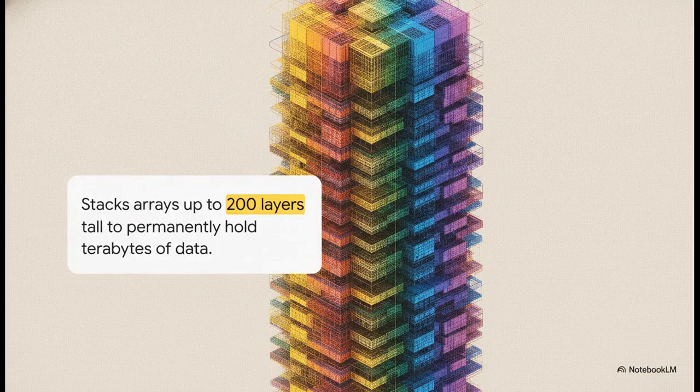Let's zoom in on the solid-state drive, or SSD. Inside, we find an architectural marvel called 3D NAND. Because it has to permanently store your data, it actually stacks memory arrays 100 to 200 layers tall. It literally builds microscopic skyscrapers of data, using tiny charge traps to hold on to 3 bits of data per cell. So even though accessing it is 3,000 times slower than that temporary DRAM, this vertical 3D stacking means a single tiny microchip can permanently hold entire terabytes of your photos, videos, and games.